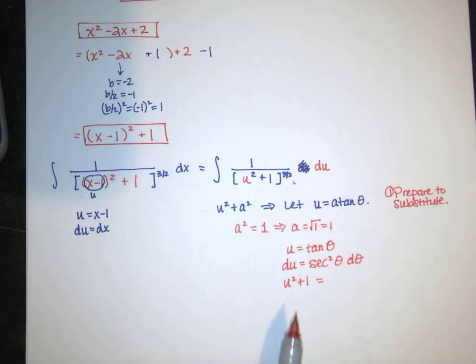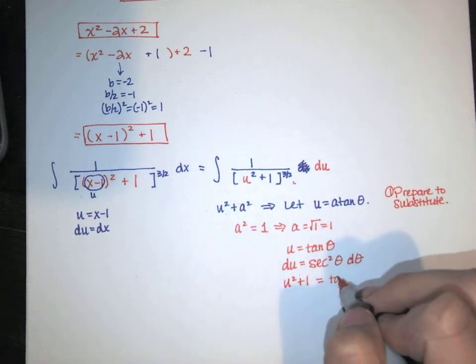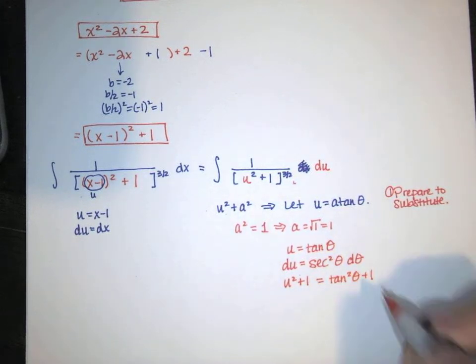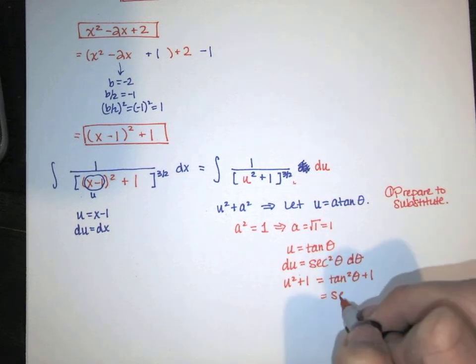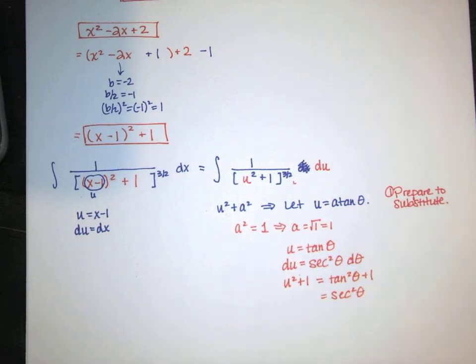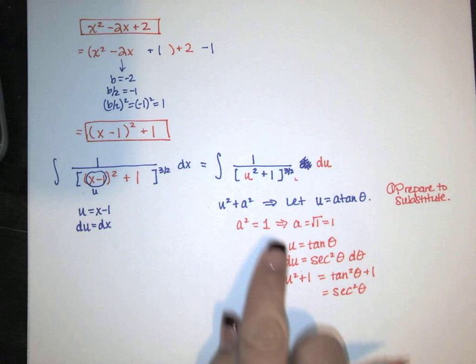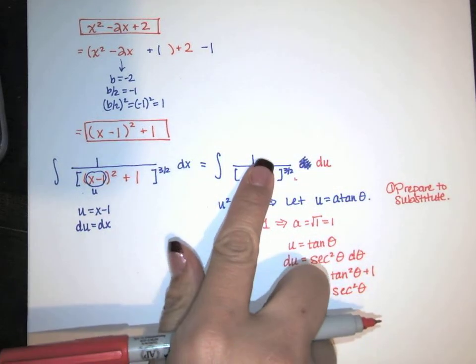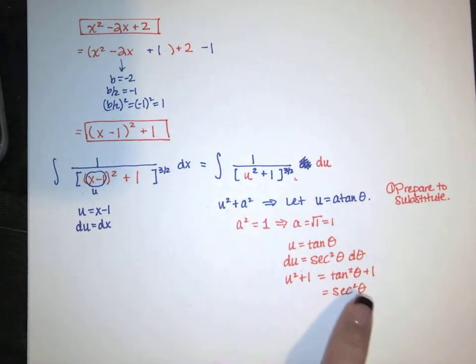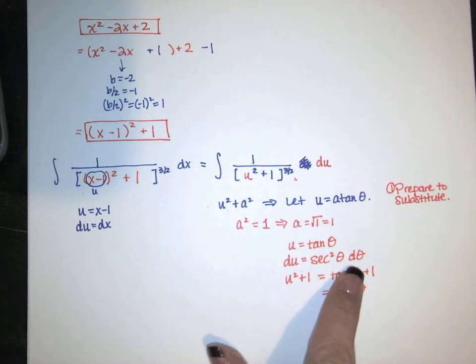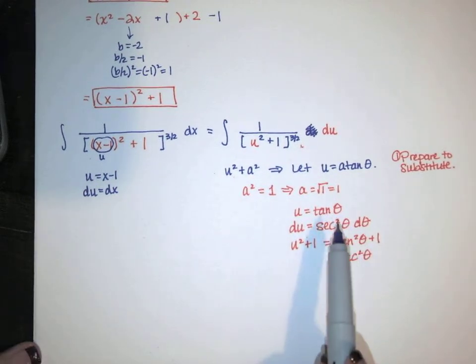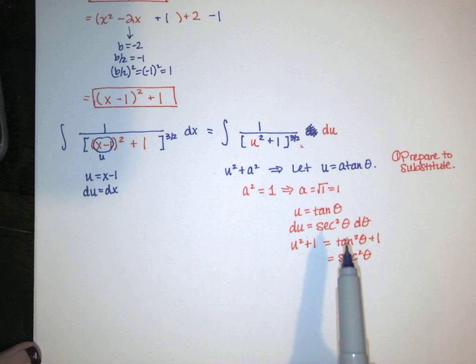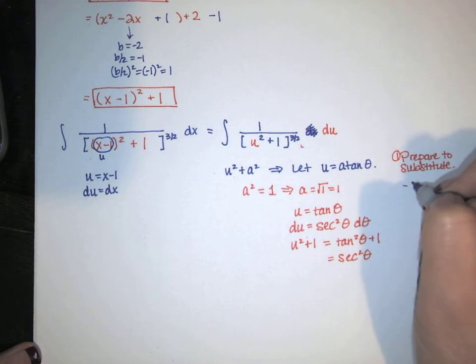So we're going to simplify u squared plus 1. U is tangent, so it's tangent squared plus 1. You recognize it? We did a lot of trig integrals in the last section. I hope you recognize it. Secant squared. So this is replaced by secant squared. Du is replaced by secant squared theta d theta. So now we're going to substitute. We've prepared to substitute. We calculated u, we calculated du, we calculated u squared plus 1.